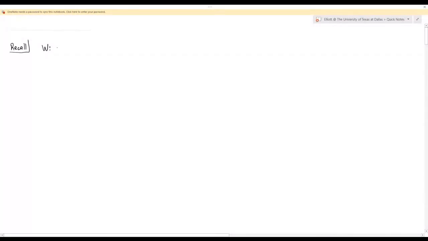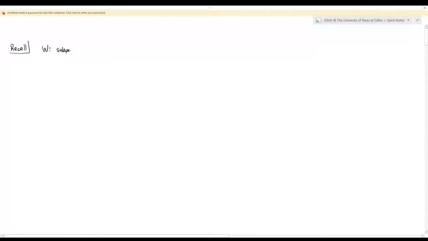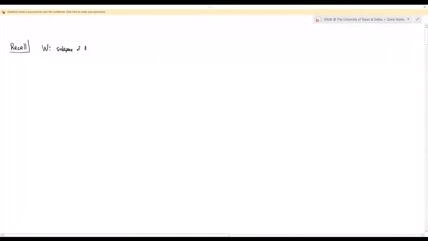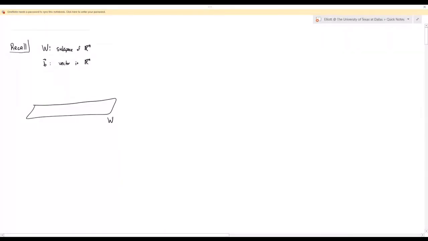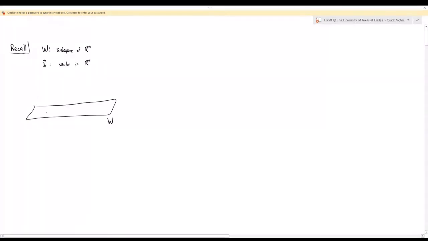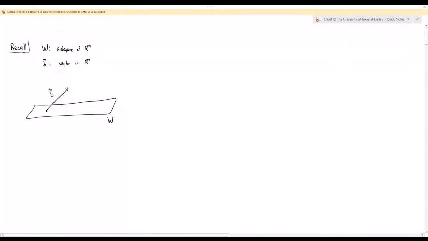So let's say that W is a subspace of some R^n. And then let's say that we have a vector B. So B is just some vector in R^n. And I had this visual last time where W, I'll draw it as if it were a plane in this picture. And then we have a vector B, and it's not necessarily in W. It could be, but generally speaking, B would be outside of W, so I'll draw it like that.